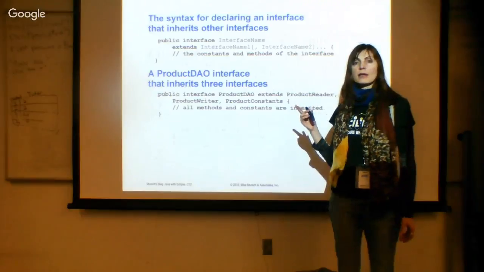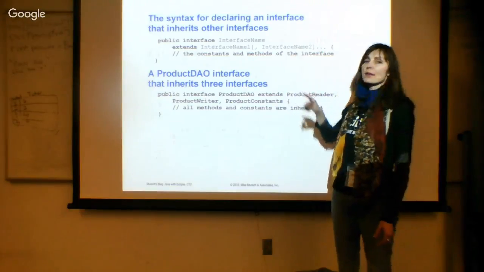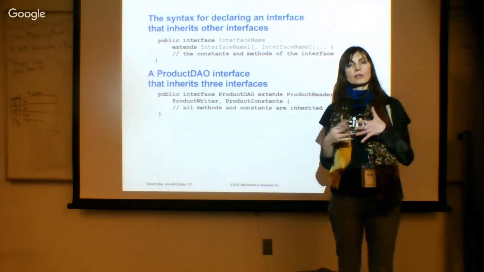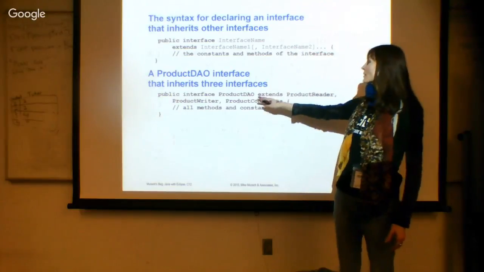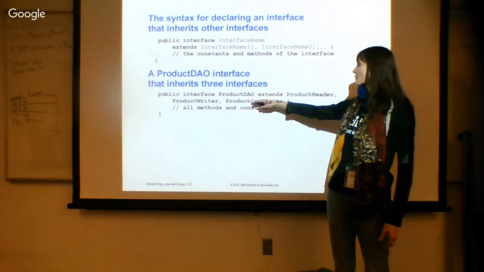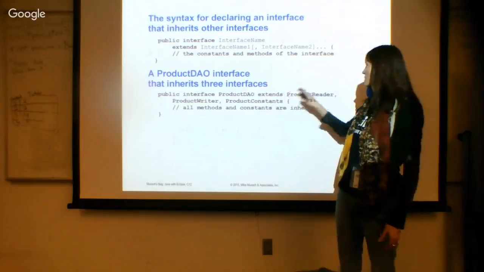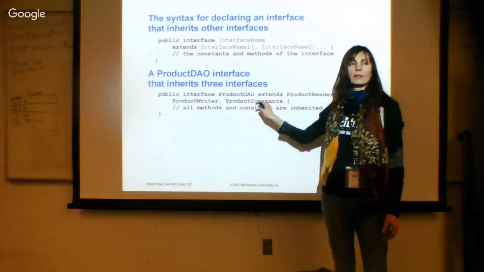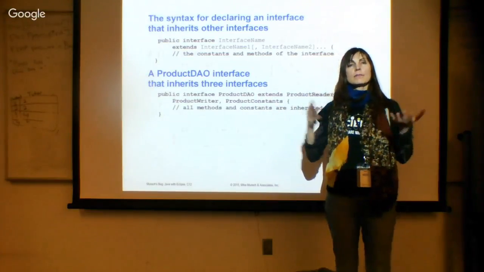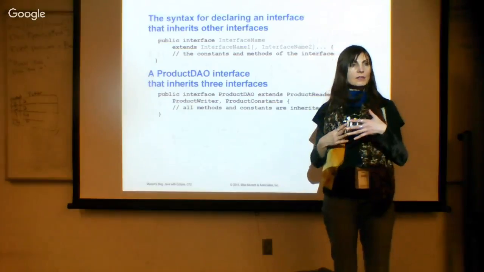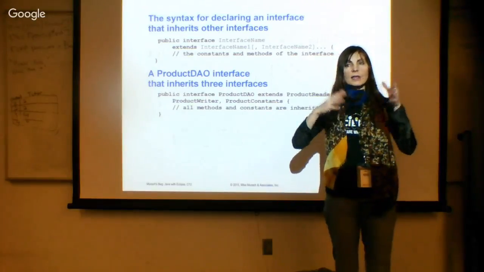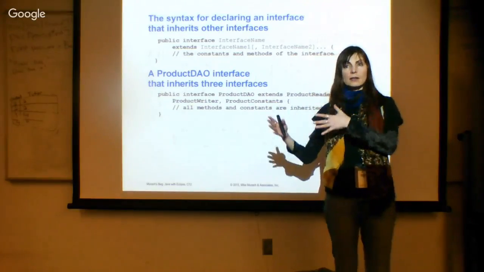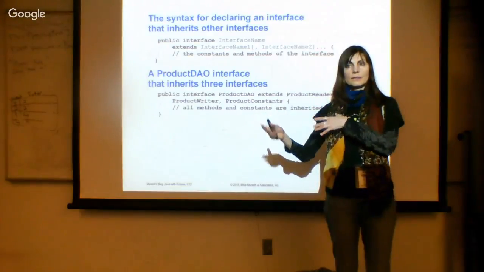An interface may inherit from other interfaces, so the syntax for this situation is public interface ProductDAO extends those three interfaces. So an interface extends other interfaces, a class extends a class, but implements other interfaces. Okay?